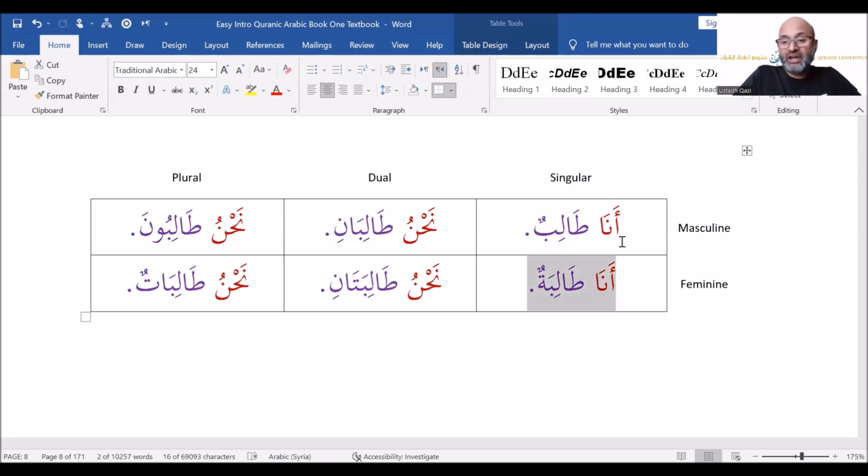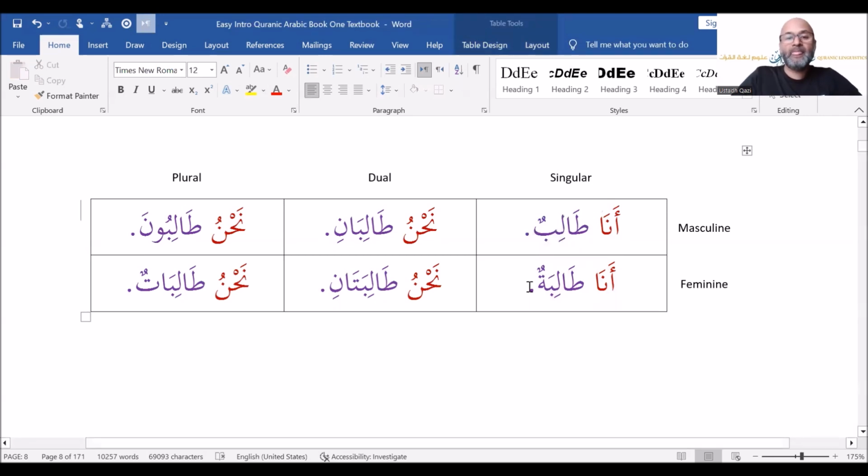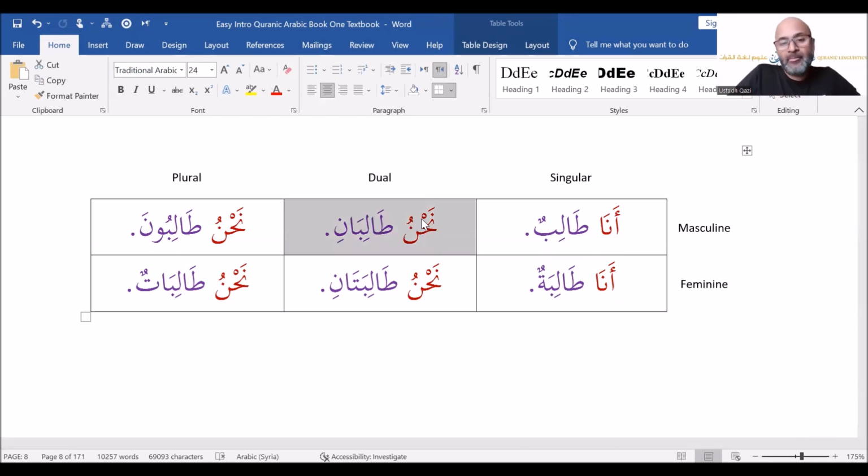Ana talibatun, feminine, singular. For the dual masculine, nahnu talibani. And the dual feminine, nahnu talibatani. Talibatani is reserved exclusively for two females. So if you have a male and female, you go with talibani.